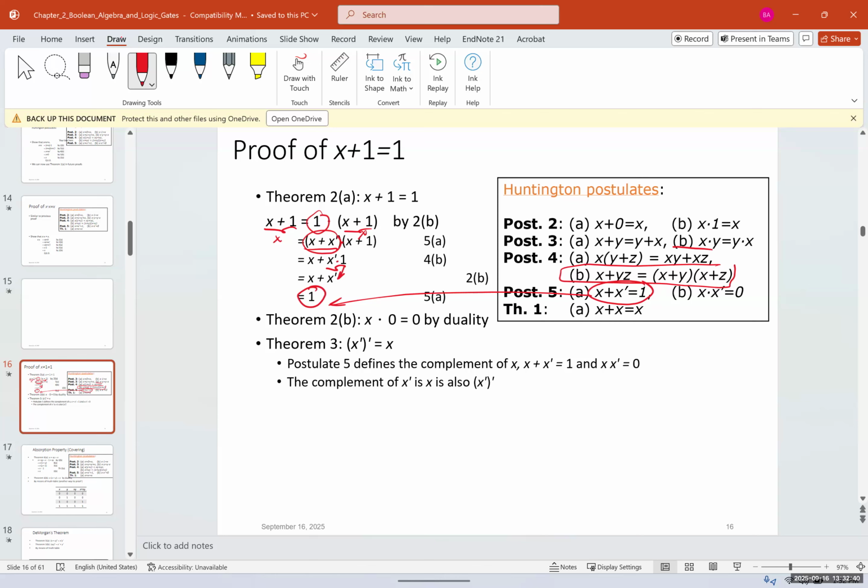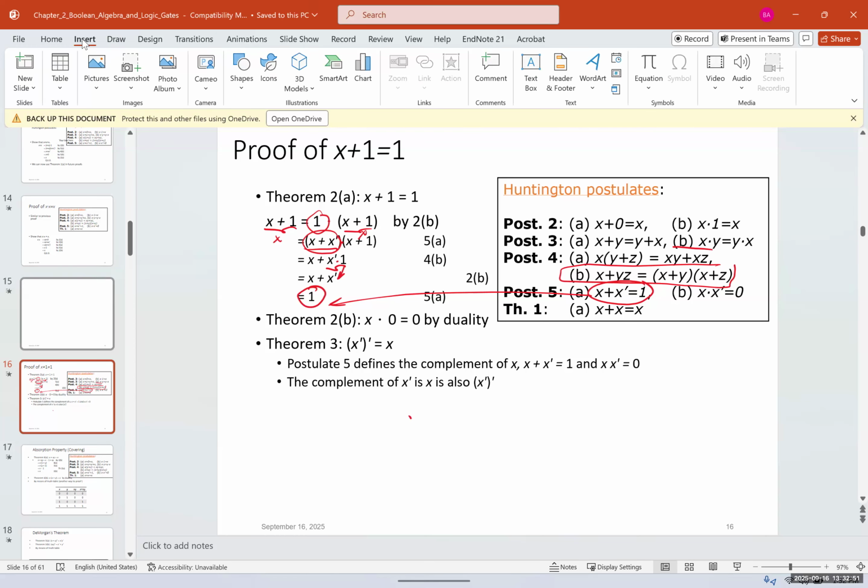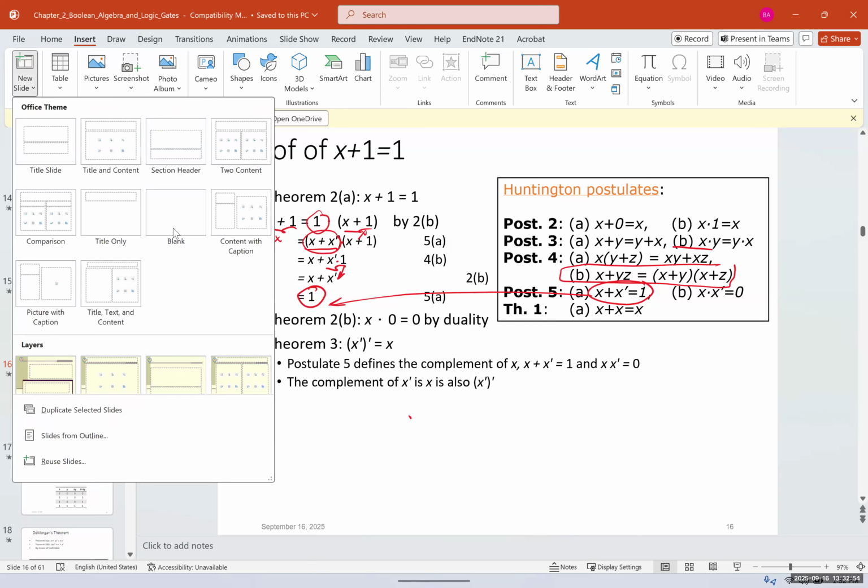Now, let's solve a practice problem. And I'll show you that we can use these proofs. Sorry, my pen stopped working.